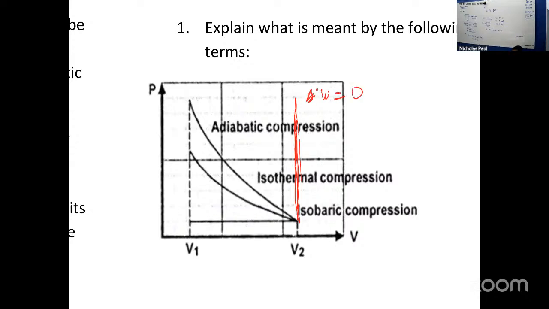And last one, adiabatic. Adiabatic is varying pressure and volume with no heat exchange, which means that Q is 0.